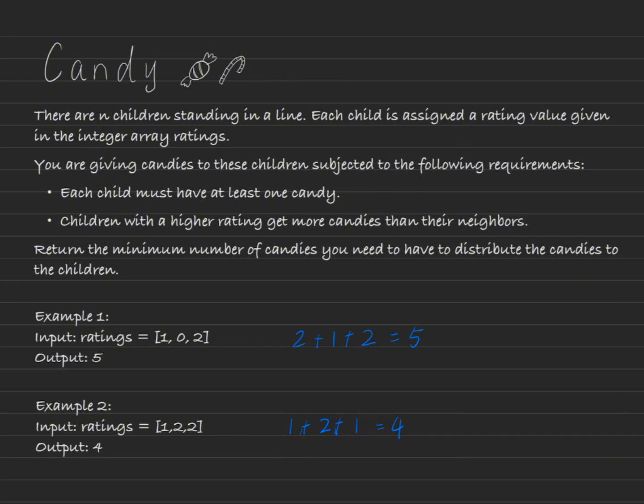Now note that in this scenario, even though the second and the third child have the same rating, the second child has more candies. This is because the rule only specifies that children with a higher rating get more candies than their neighbors. But if your neighbor has the same rating, you might have the equal amount or even fewer candies than them. So how do we solve this question? Pause here if you'd like to think independently for a moment.